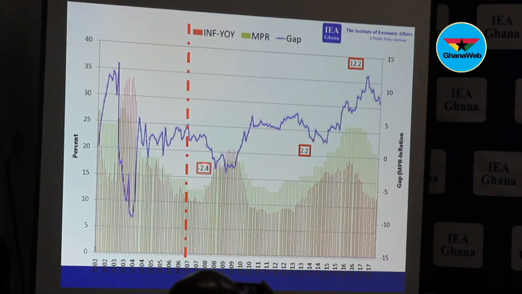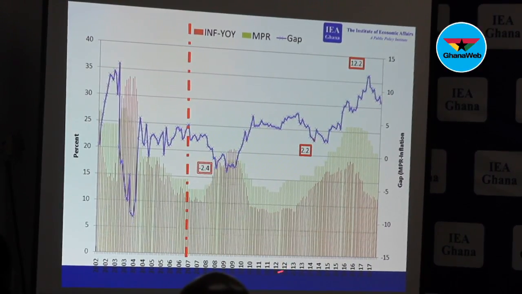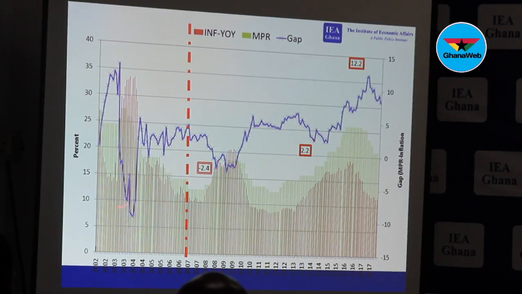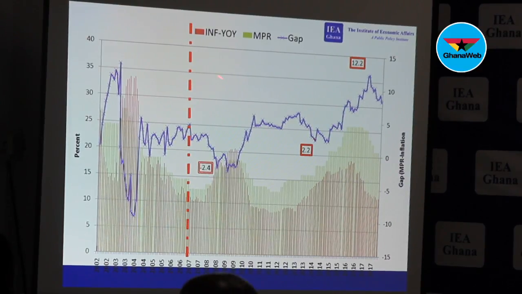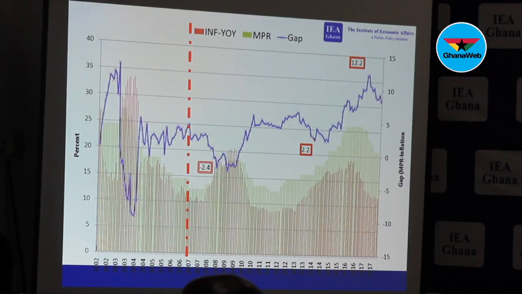Now, let's look at this gap. In around 2007, the gap was negative, -2.4. Then in 2013, the gap was 2.2. That is the gap between the monetary policy rate and the inflation rate. In 2016, the gap increased to 12.2%. This is something that is supposed to influence inflation.